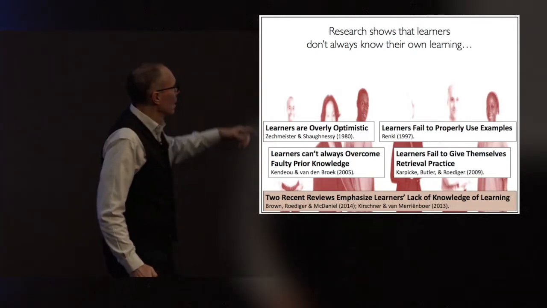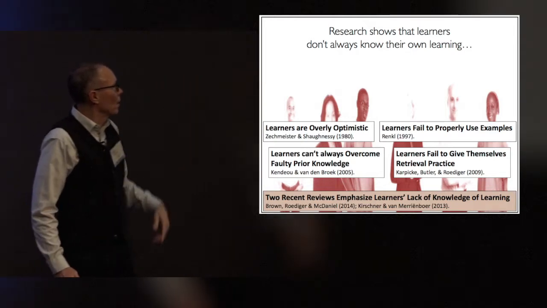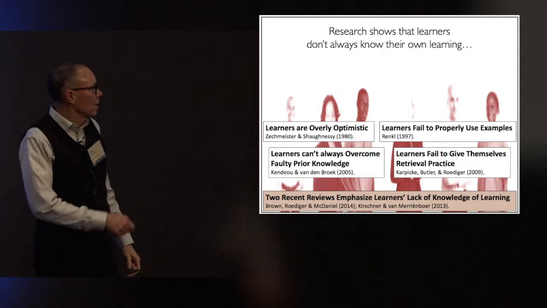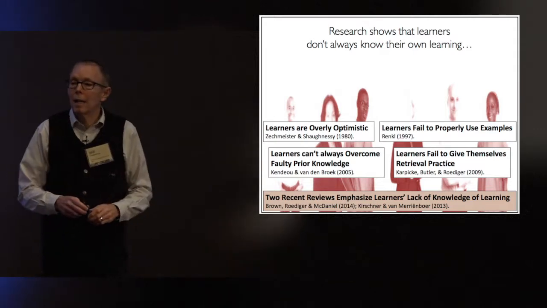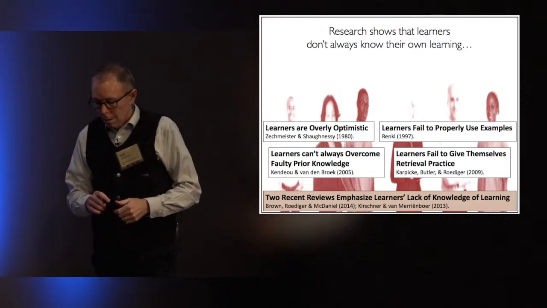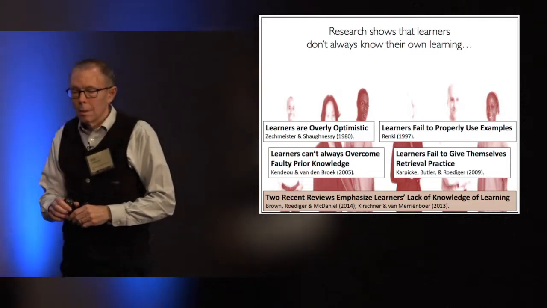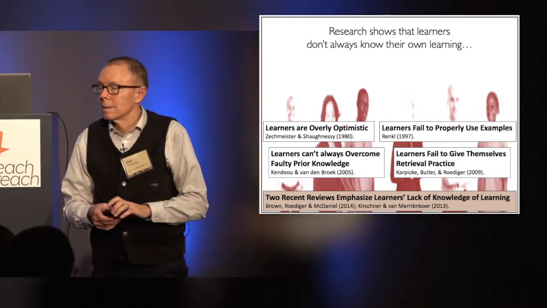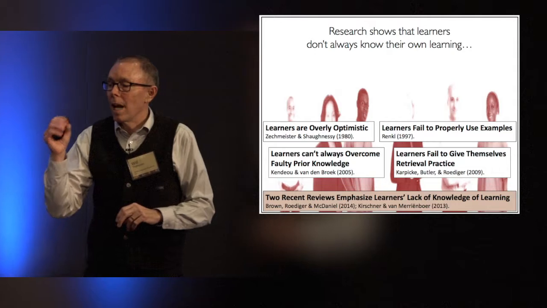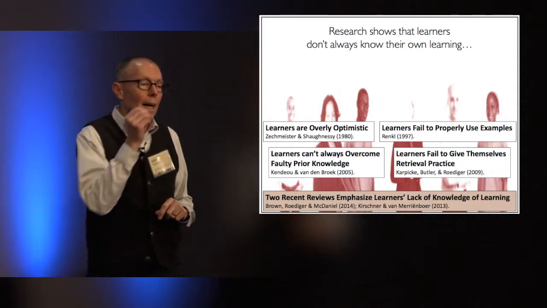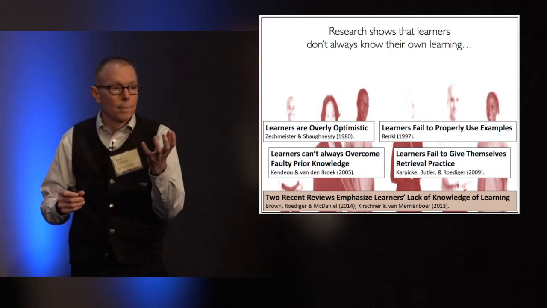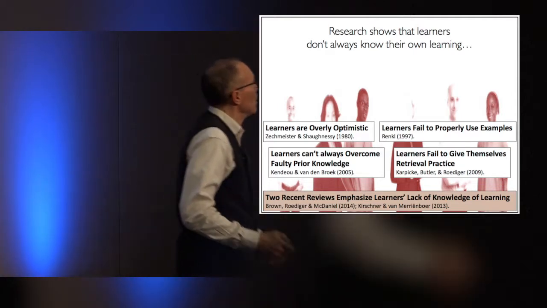They fail to properly use examples. They can't always overcome their faulty prior knowledge. In fact, there've been 2 recent reviews of the research that emphasize that learners have a lack of knowledge about their own learning. So, does this mean we shouldn't ask them any questions? I don't think so. I think what it means is that when we design our questions and provide them with those learner feedback forms, we have to support them in the decision making. We have to support them.